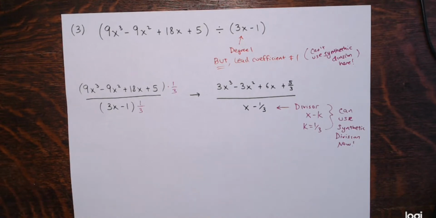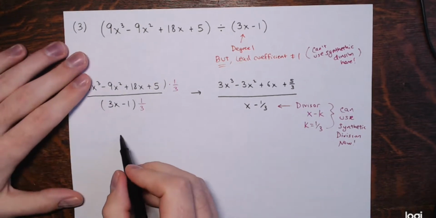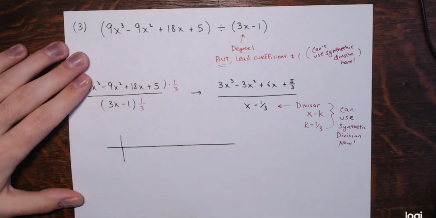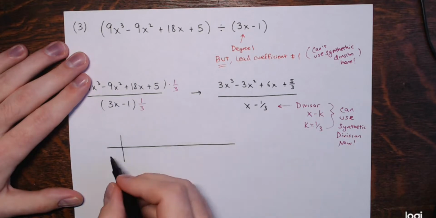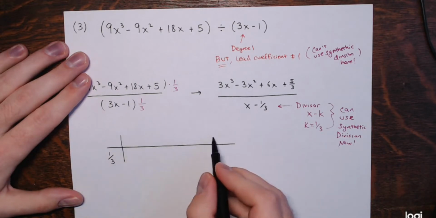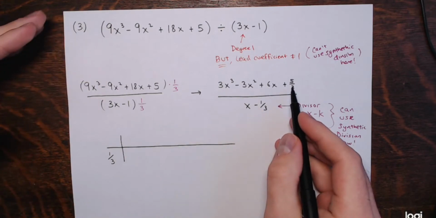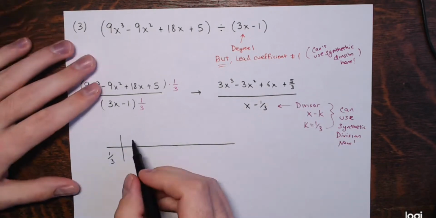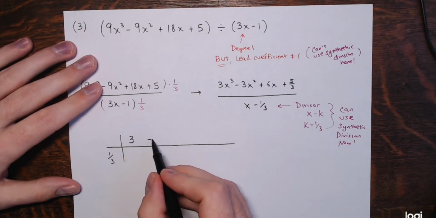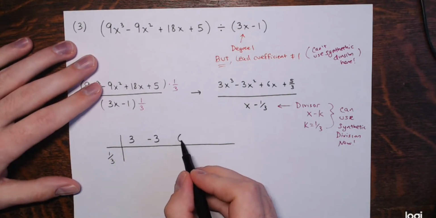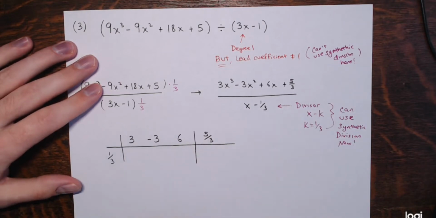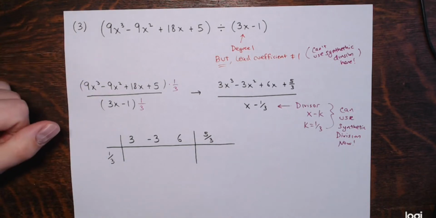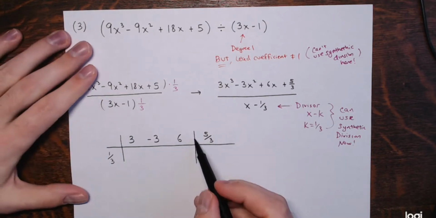And oh well, you're working with fractions, they happen, okay? So I make my little cross symbol. Lower left corner, again, the k, the 1/3. And then up top, the coefficients of this new dividend, the dividend where I can use synthetic division. I have 3x cubed, negative 3x squared, positive 6x to the first, and then positive 5/3. Again, fractions happen, unfortunately, but you should still know how to deal with them. And a bar separating the quotient from remainder down here.